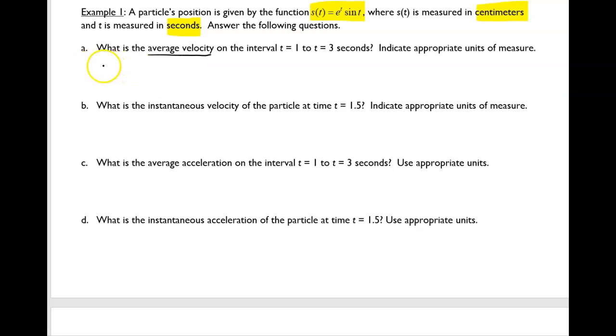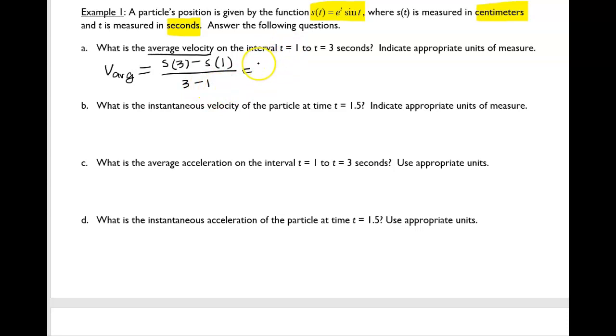So my average velocity, I can write that just v sub average. That is equal to, it's the average rate of change of position. So I'm not using the velocity equation here, I'm using position. So I'm going to just use that formula from above, s of 3 minus s of 1 over 3 minus 1. That could give me a point on the AP test, but it's not going to give me full credit. I need to actually evaluate my s function.